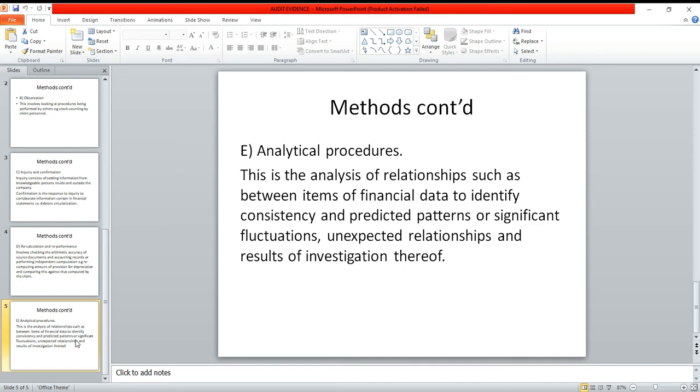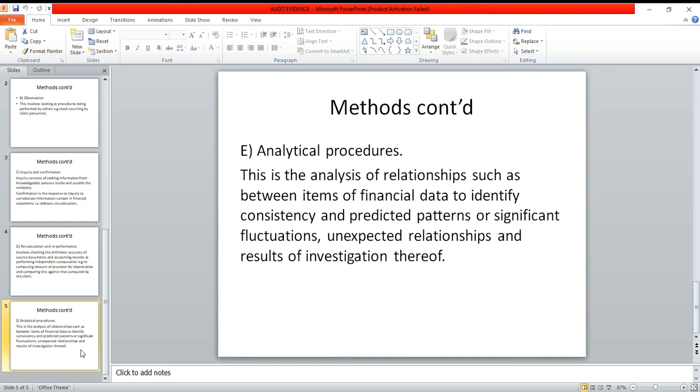So, in other words, the analytical procedures are those control procedures where the auditor has to exercise his professional judgment in relying on the accounts or on the internal control system of that organization to support his decision on the audit process. So those are some of the methods that we have looked at where the auditor can obtain information as audit evidence.